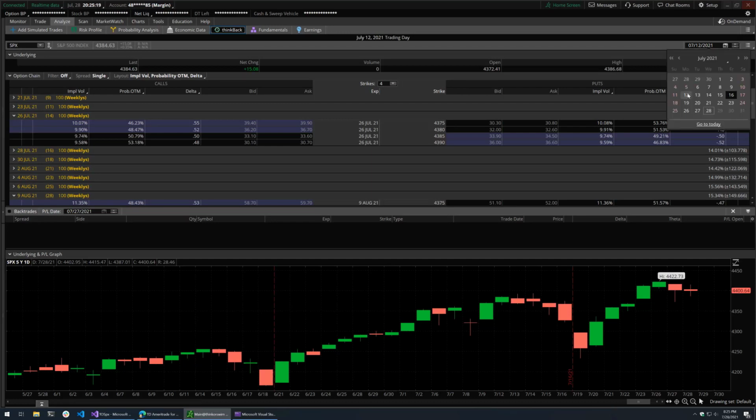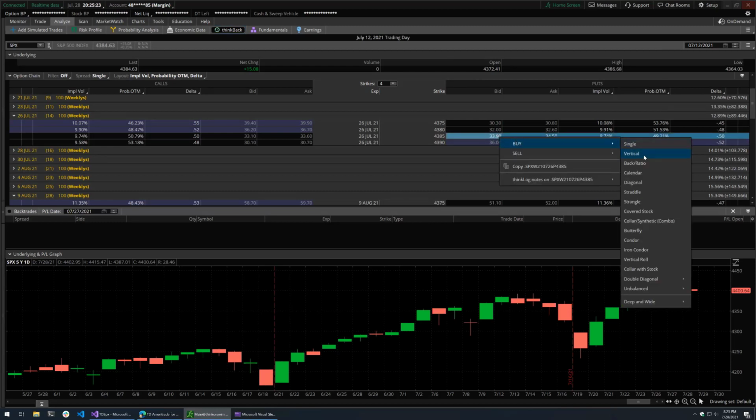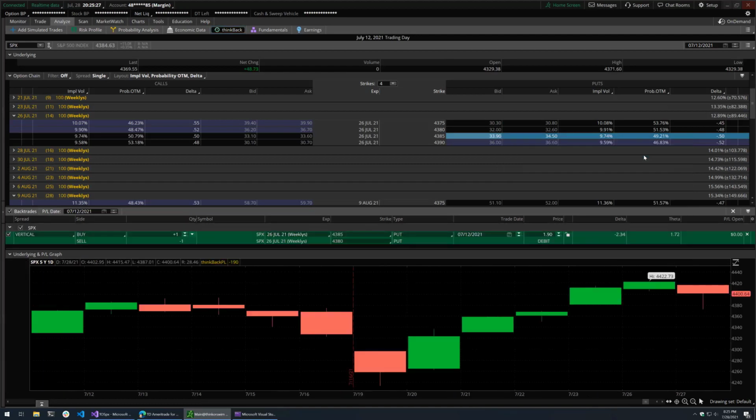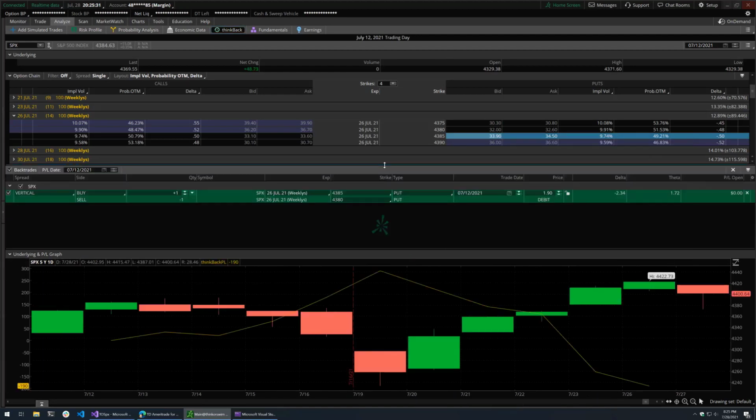There we go. Okay. So what we can do is you can buy anything in here. Now, one thing you can't do is look at it on an analyze graph. You could still put this same trade though into the analyze tab, the risk profile, if you wanted to, and see what these things look like.